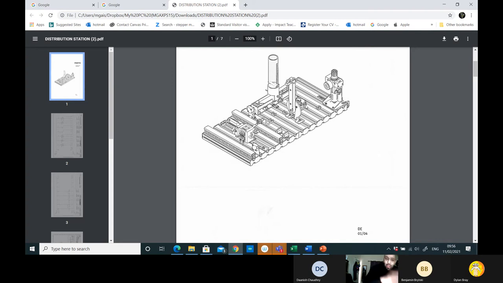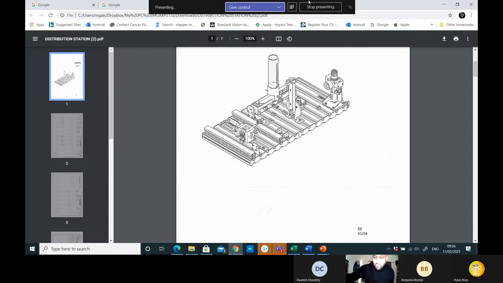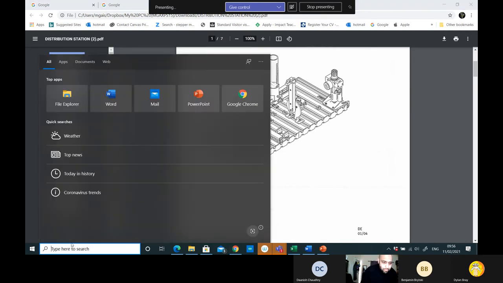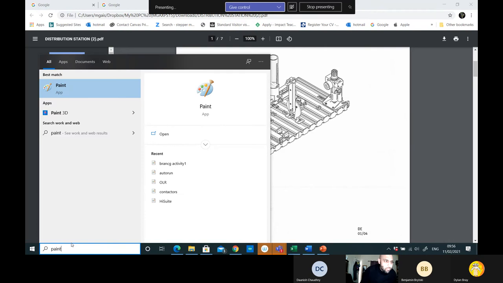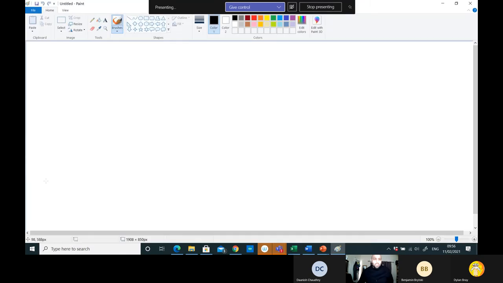So how do you make something to start? How do you make something automatic and manual in a program? So I'm going to show you that in a very simple way. I'm going to go into Paint. Right, you all see me, I'm on Paint. Am I in Paint, yeah?